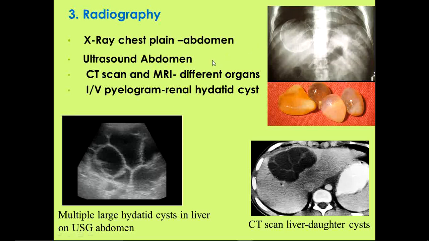Now, similarly, in case of the ultrasound abdomen, especially when you're performing whole abdomen ultrasonography, it is useful in locating the site of hydatid cyst of the abdominal organs, and the CT scan is more helpful than MRI scan in the diagnosis of this disease. Similarly, you can go for IV pyelogram if you are suspecting renal hydatid cyst.